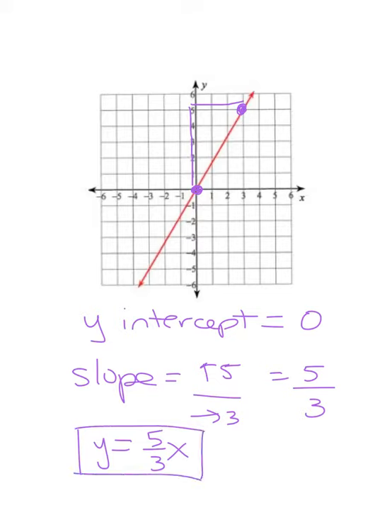Now, one thing I can check is that 5/3, my slope, is a positive number. And if I look at my graph, when I go from bottom left to upper right, like we've talked about before, that's a positive slope. So that's one way to double check that I am confident in my slope.